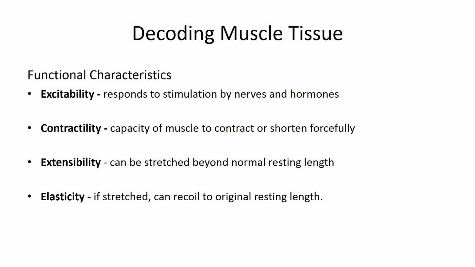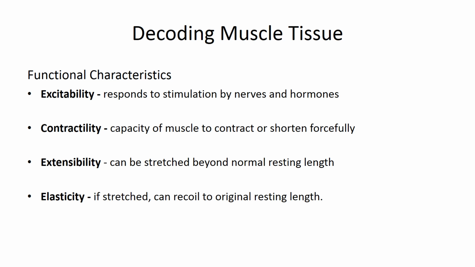Here are the characteristics that I mentioned previously of skeletal muscle. And you should make sure that you also know the characteristics of skeletal muscle. One thing to note is that excitability is sometimes also referred to as irritability. And it does mean that skeletal muscle has the ability to respond to stimuli. You'll note on the slide it can respond to stimulation by nerves and hormones. Contractility and extensibility and elasticity are also noted here.